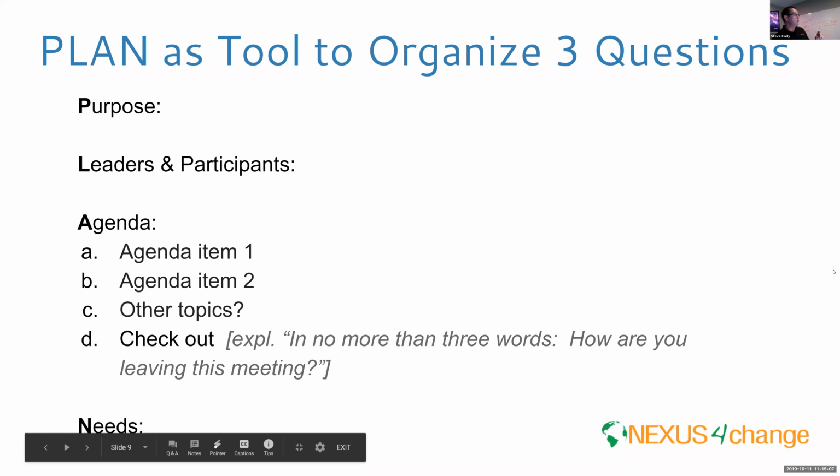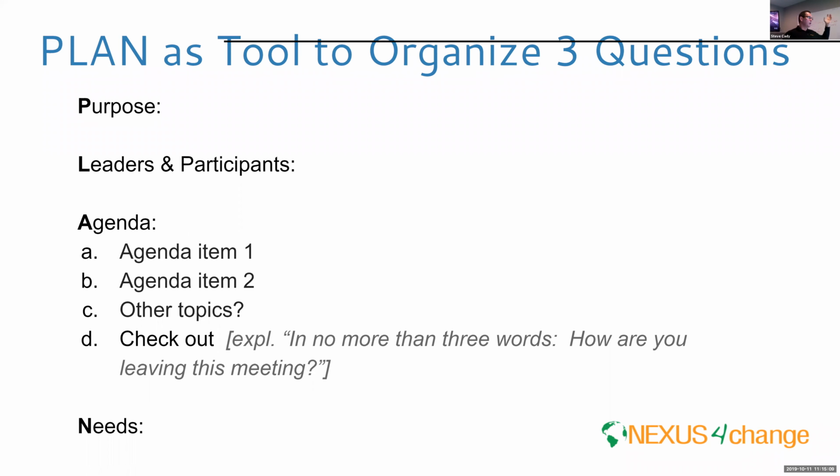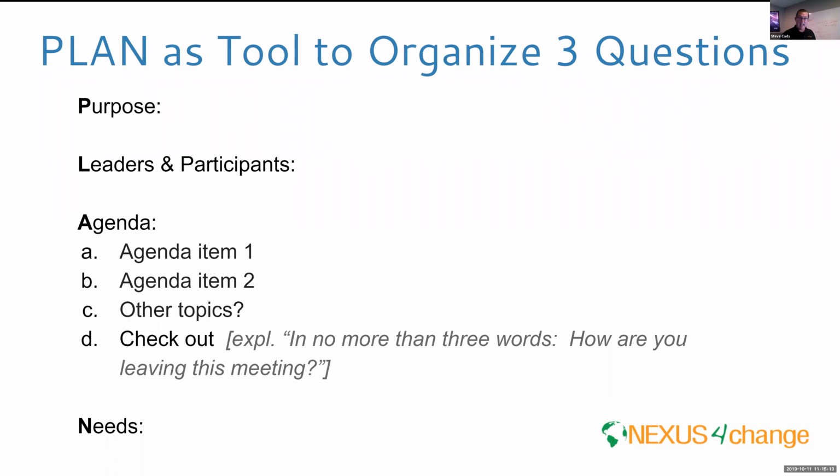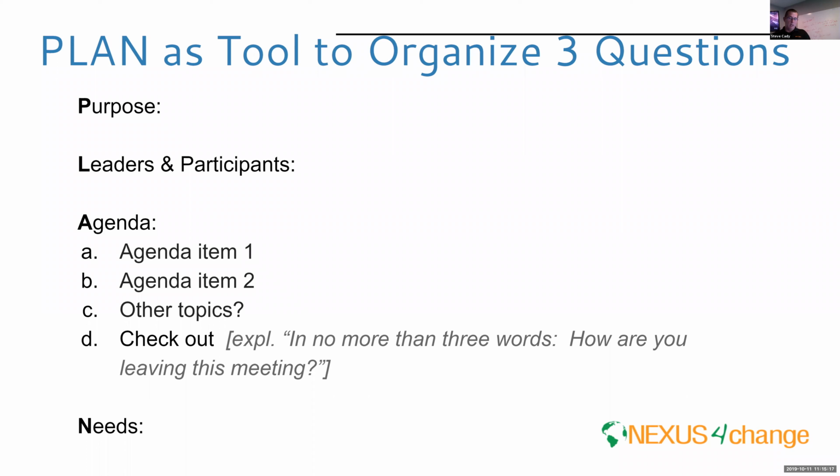And what you do is you say, what's the purpose? Who are the leaders and the participants? Like, who needs to be involved? What's the agenda, A? And then what do you need in terms of resources, logistics, materials, money, budget, even behavioral agreements and so forth. And you can use this little acronym to help guide.